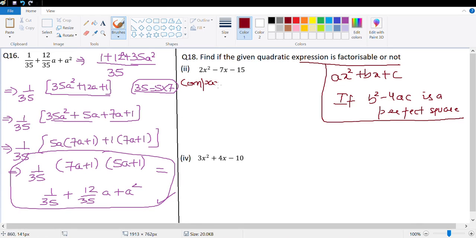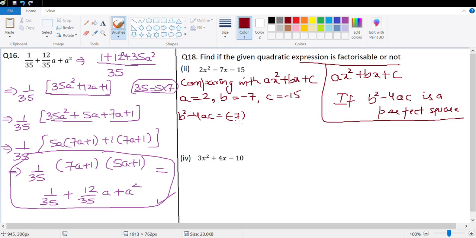Comparing with ax square plus bx plus c, we get a is equal to 2, b is equal to negative 7, c is equal to negative 15, which means b square minus 4ac would be negative 7 the whole square minus 4 into 2 into negative 15. So that's 49. Negative into negative is plus. 4 into 8, 8 into 15, that's 120. This is equal to 169. Yes, 169 is a perfect square, 13 square.